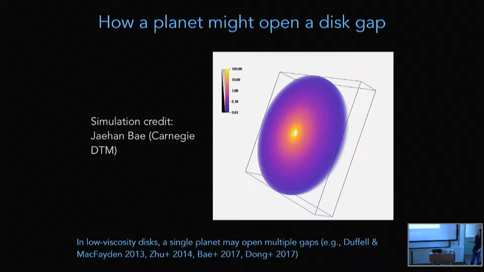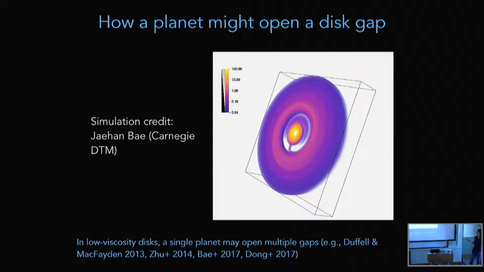The oldest and longest standing hypothesis for how we form these structures in disks is that the gaps are opened through the torque exerted by a massive protoplanet inside the disk. And this mechanism is illustrated here in this simulation by Jae-Han Bae. We start with a smooth protoplanetary disk surface density profile, and then as a planet grows, it'll trigger a spiral density wave, which will eventually shock and open up a disk gap. A variation of this idea that's been explored more recently is that in a sufficiently low viscosity disk, a single planet might actually open up multiple gaps.